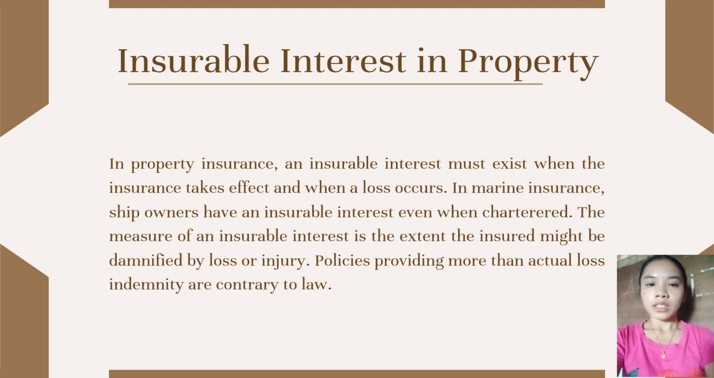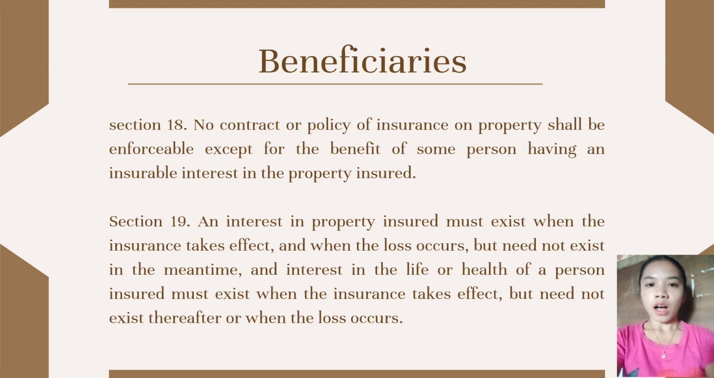So next is the beneficiaries. According to Section 18, no contract or policy of insurance on property shall be enforceable except for the benefit of some person having an insurable interest in the property insured. According to Section 19, an interest in property insured must exist when the insurance takes effect and when the loss occurs, but need not exist in the meantime.